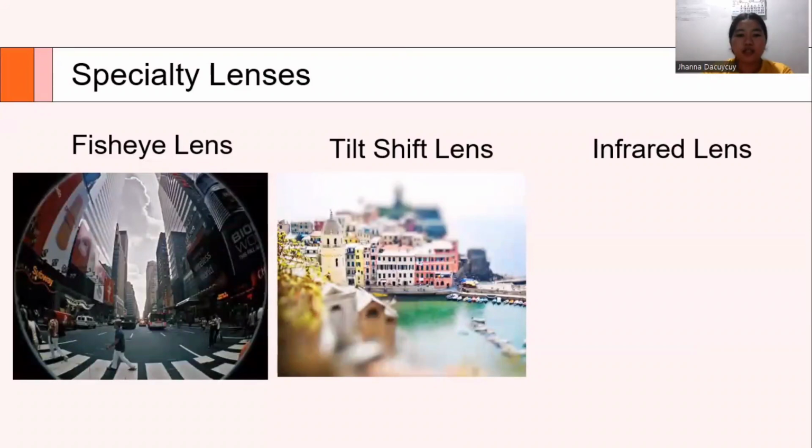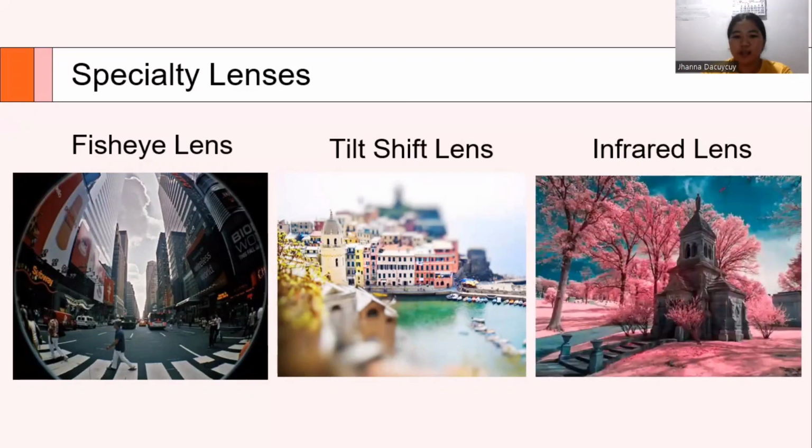Next is the tilt-shift lens. It makes the subject appear smaller than its actual size. It allows remarkable control of perspective with a combination of tilting and shifting. Next is the infrared lens. It is a lens that plays with light; it filters out the other lights and uses infrared light to create a unique visual effect. It is commonly used to obtain false color or black and white images.